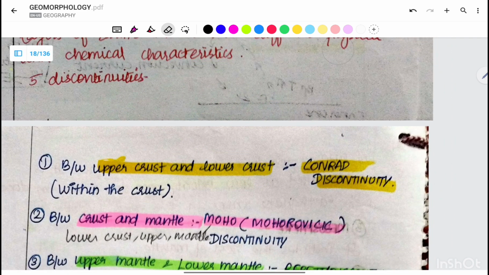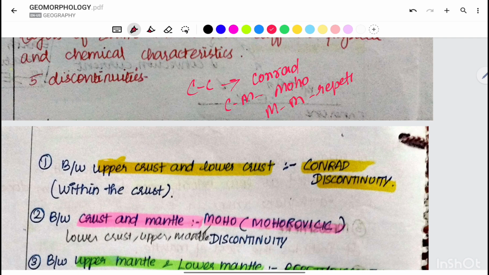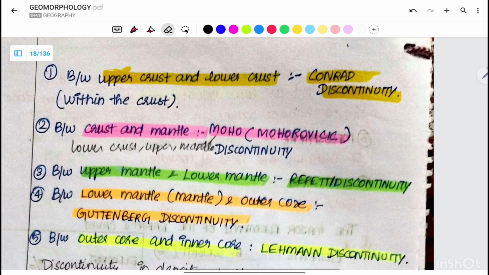So first we have the CC, which is the Conrad discontinuity. Between the crust and the mantle, we have the Mohorovicic discontinuity. Between the mantles, we have the repetitive discontinuity. Then GL: between the mantle and the outer core, we have the Gutenberg discontinuity. Between the cores, we have the Lehmann discontinuity. It refers to changes in speed and changes in density.